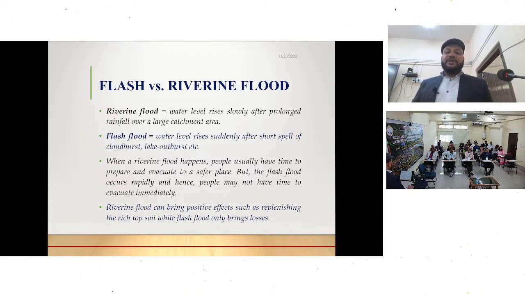And riverine floods can bring positive effects such as replenishing of the topsoil, siltation, due to which a lot of fertile land is also there.